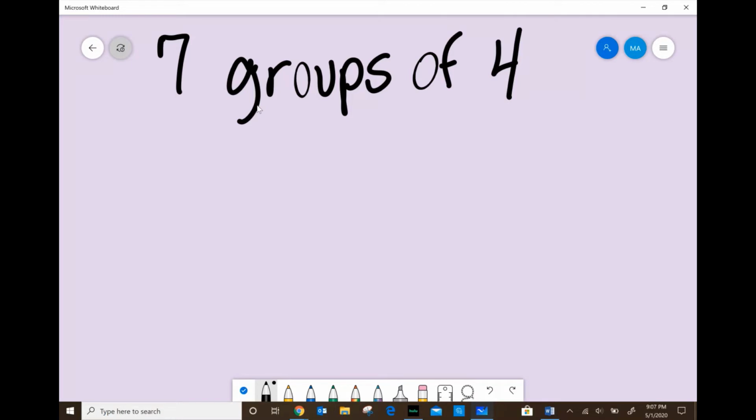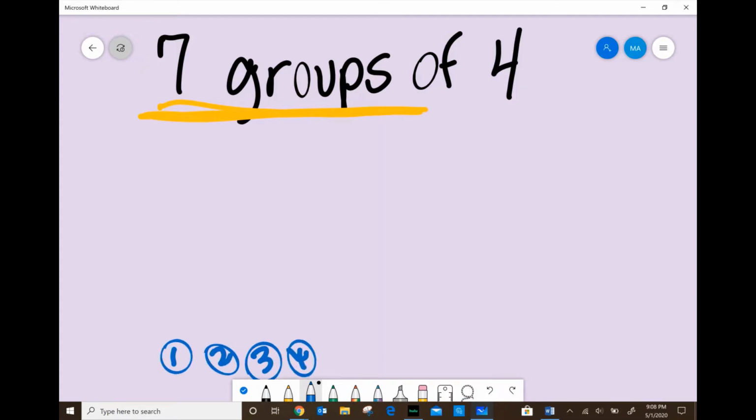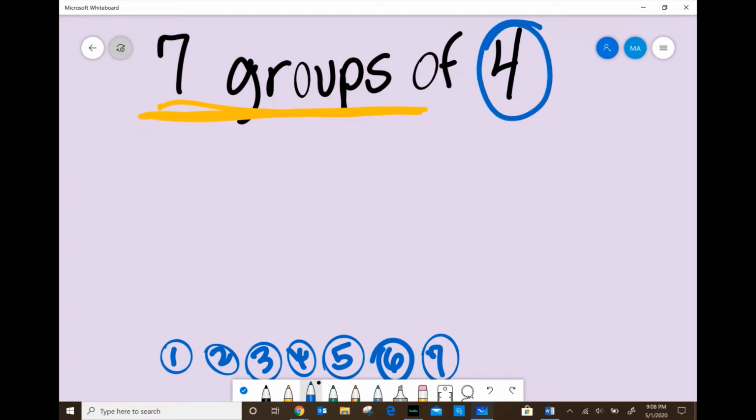We have seven groups of four. We have to look at how many groups we need to draw. We have seven groups. So let's write 1, 2, 3, 4, 5, 6, and 7. We're going to have seven groups, and in the seven groups, we're going to draw in each of those groups four of something. It could be four hearts, it could be four kites, it could be four stars, whatever you want to draw in each of those groups.